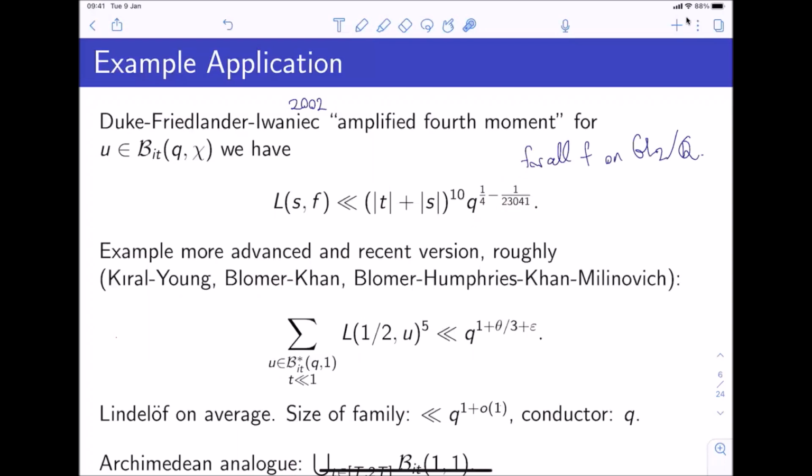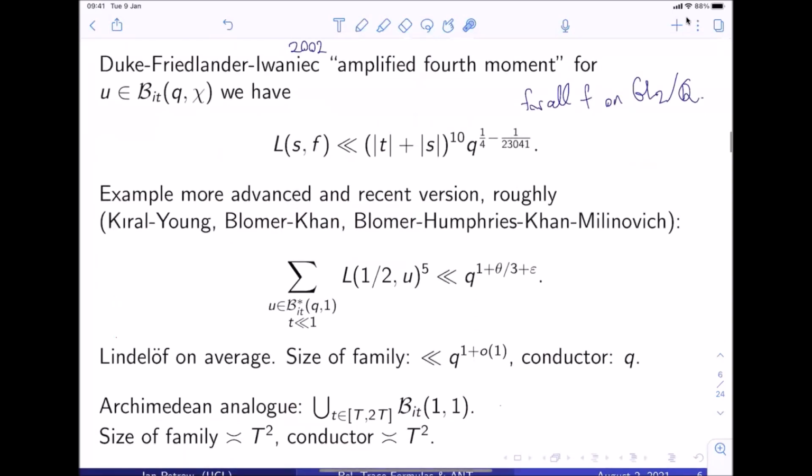What I would really like to do is write down what this amplified fourth moment is to say how they prove this, but I don't want to take so much space on the slide. I'll just give a more advanced and more recent version of the same idea of studying a moment of L-functions to derive a subconvexity result. There have been several papers in the last maybe two years by Corbett and Young, and Blomer and Khan, and then most recently and with the best exponent, Blomer, Humphries, Khan, and Milinovic.